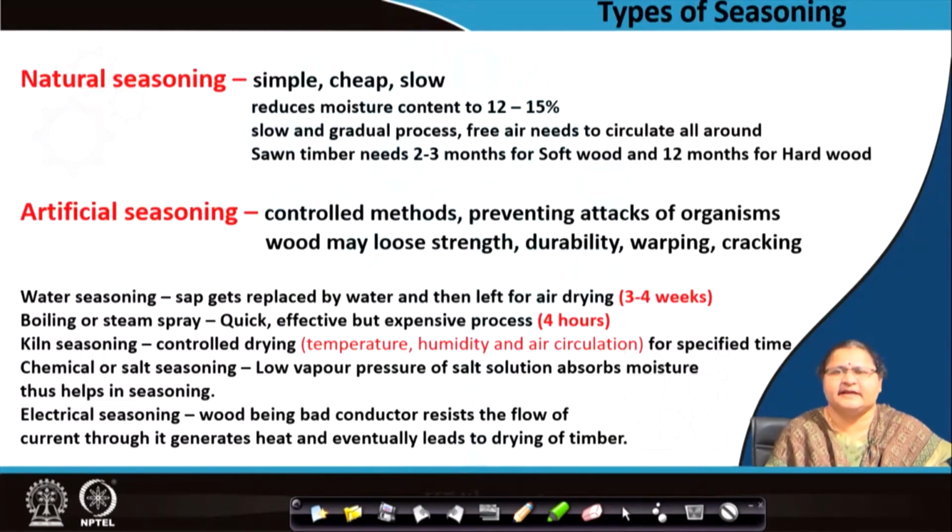So, let us see the types of seasoning. Seasoning is a long process in which the natural material is kept exposed for a considerable period of time. We also saw this in our first module when we covered stone. Here it reduces the moisture content, because the tree trunk is full of sap and contains a majority of water. So, it needs to be brought down to around 12 to 15% to make it usable.